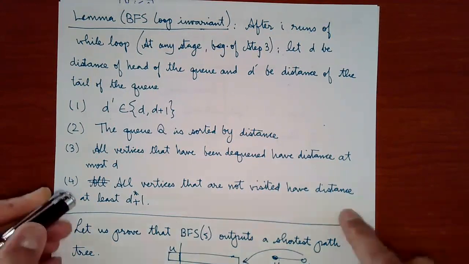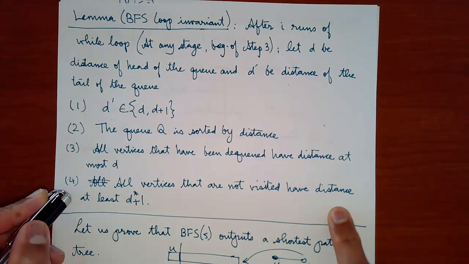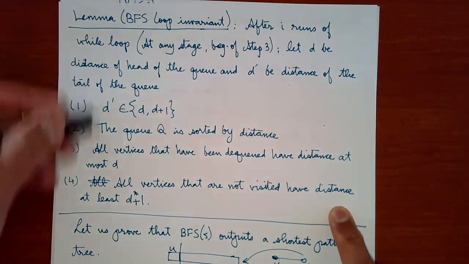Although, as was pointed out, this was the only part of the loop invariant that you needed. But to prove this, you're going to need all of these.